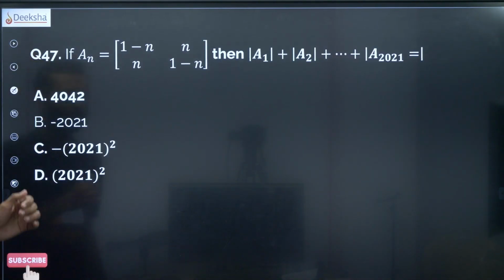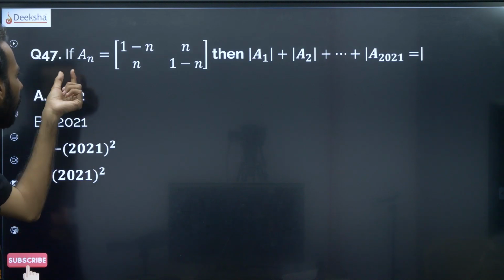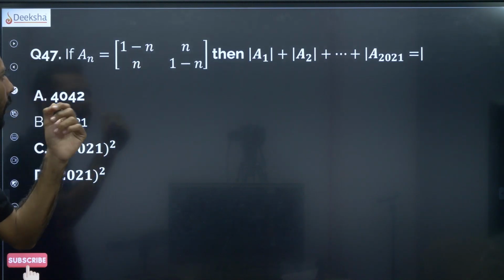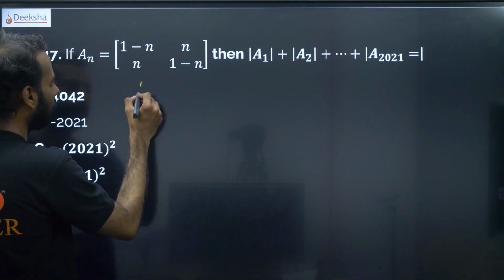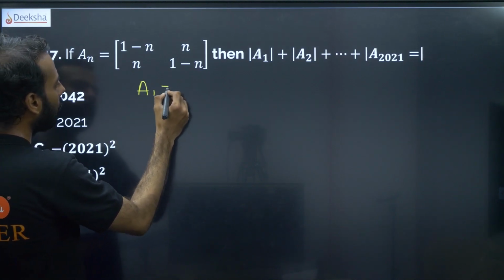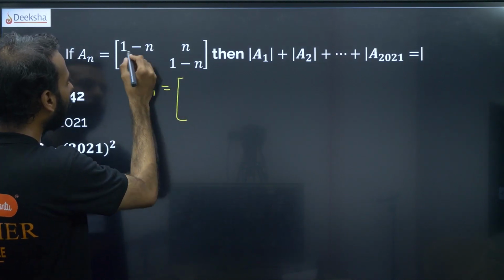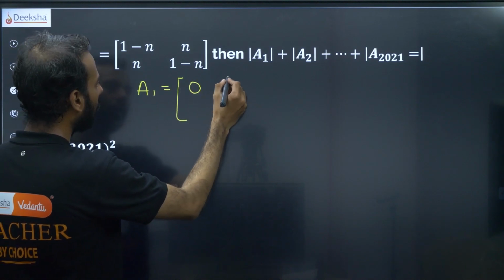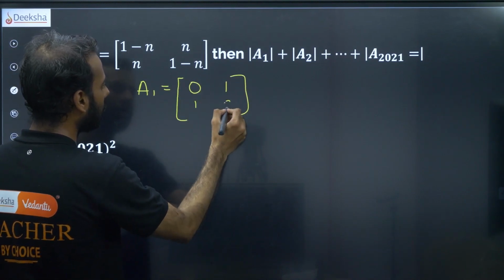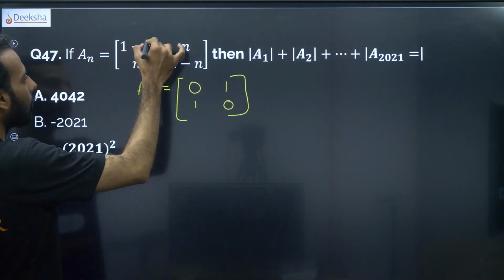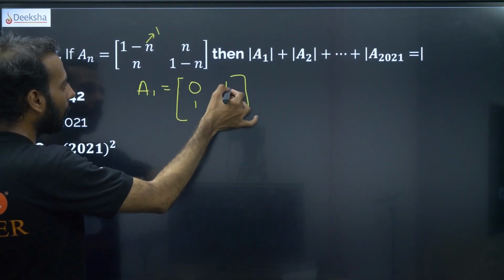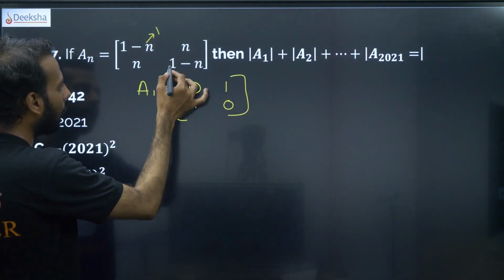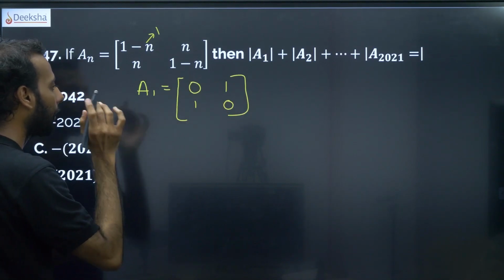Moving on to the next question. If A_n is equal to the matrix they have given, they are asking to find the determinant of A. So A1 is equal to 1 minus 1, 0, 1 1 0. See here, in place of n I am placing 1, so 1 minus 1 0, in place of n 1, 1 minus 1 0. I hope everyone has understood this.